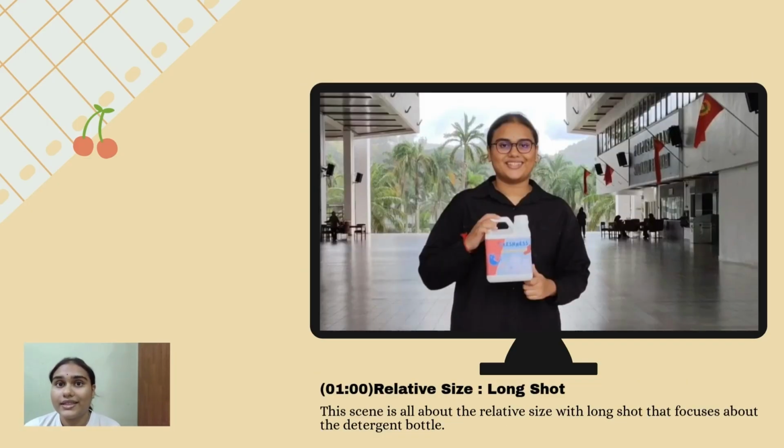For this scene, I use relative size, which is a long shot from chapter 6. For this shot, the main object is the laundry soap bottle. In this shot, the smaller object appears within the screen. So the laundry soap bottle is further away, and people can see it from far away. So this is called a long shot framing.